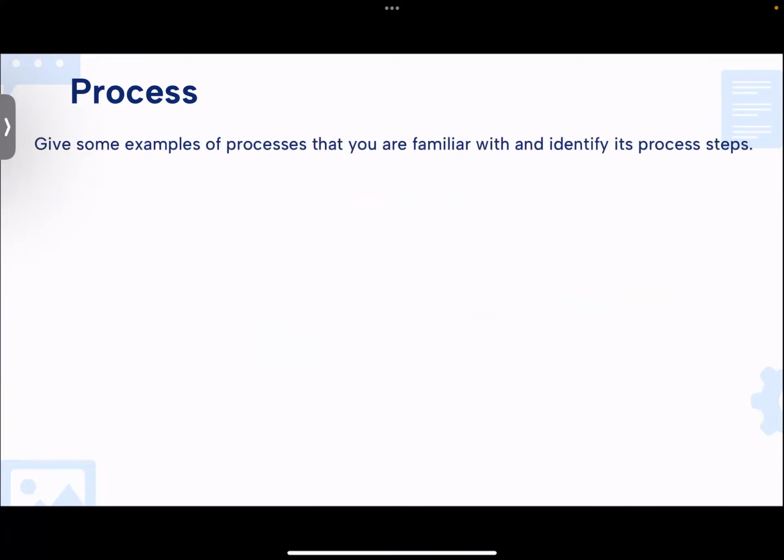So now we will try to give some examples. Give some examples of processes that you are familiar with and identify their process steps. Can you all do this? For this one also you can use the Padlet. Just give me a minute until I erase the things that you have already put here.